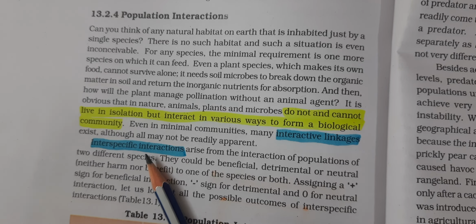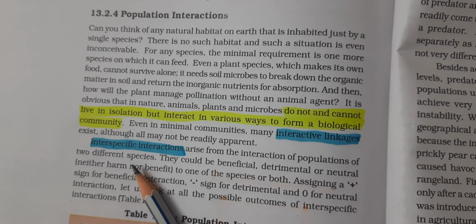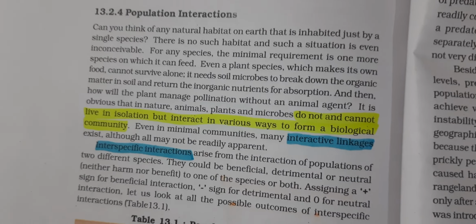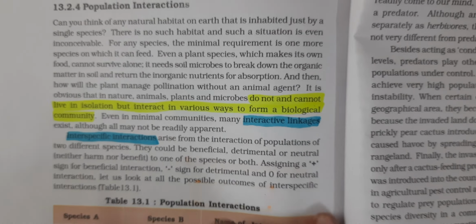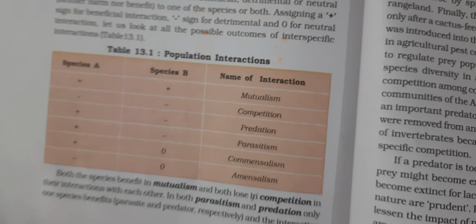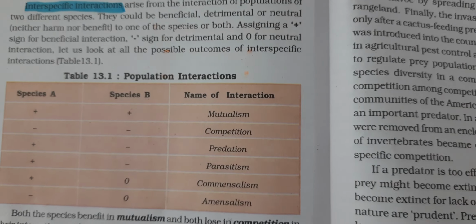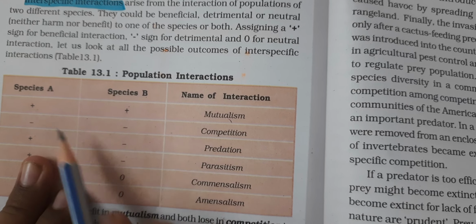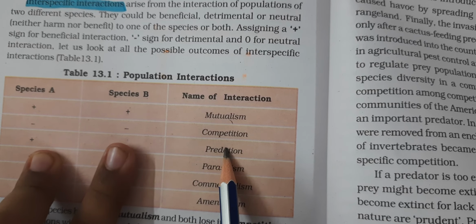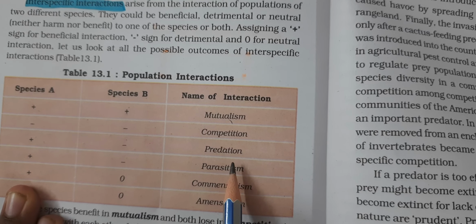Okay, so let us look at all the possible outcomes of the interspecific interactions. So now, the population interactions. Species A, species B. When both organisms benefit, it is known as mutualism. When both are affected, it's competition. When one is benefited and one is affected, it is predation.